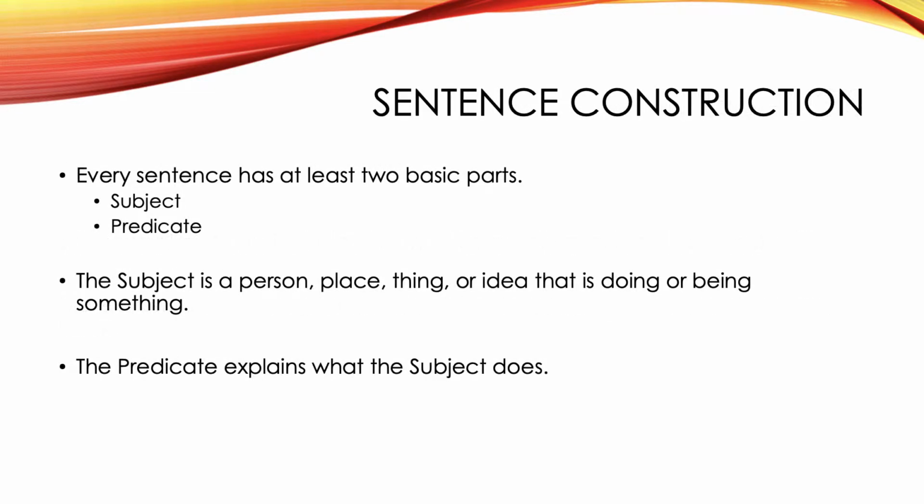Now, with sentence construction, every sentence has at least two basic parts: the subject, which is what the sentence is about, and the predicate, which is what the sentence is doing. The subject is a person, place, thing, or idea that is doing or being something, and the predicate explains what that subject does.